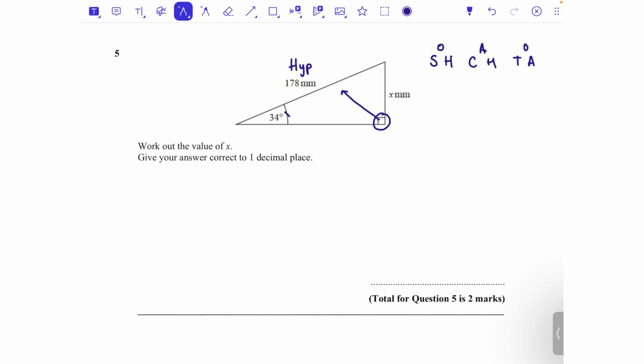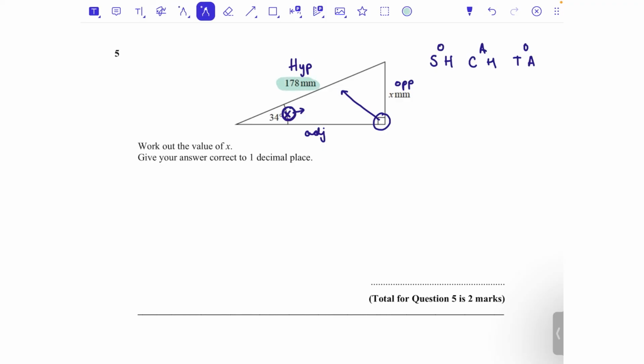Then I want you to imagine you are stood in the angle that we are interested in. In this case, it's the 34-degree angle. And you're looking into the triangle. Which side is next to you and which side is opposite you? So this side over here, that's opposite. And this side next to you here, that's the adjacent. And the adjacent is normally found between the angle you're interested in and the right angle. So there we go. What 2 sides are involved?